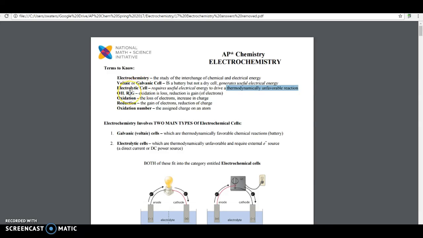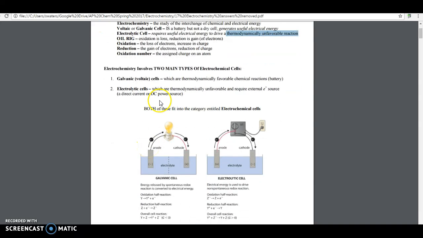A few other things to remember. We did oxidation and reduction earlier in the year. So remember that oxidation is a loss of electrons and a reduction is gain. In oxidation, because we lose electrons, we're going to have an increase in charge, and then in reduction, we're gaining electrons, so our charge will go down because electrons are negative. So two types of cells that we're looking at. A galvanic cell, these are thermodynamically favorable, and then an electrolytic cell requires an outside energy source.